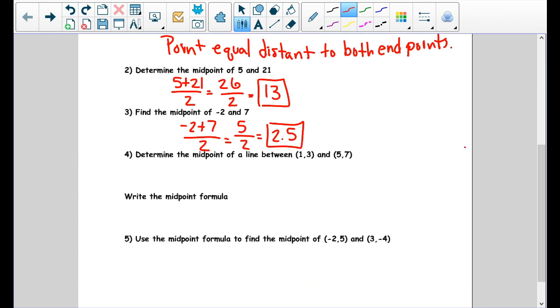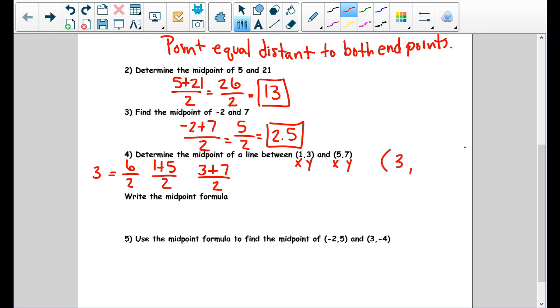So we have an x and a y. We're going to have two separate equations. Our x's are going to be one equation: 1 plus 5 divided by 2. Our y's are going to be a separate equation: 3 plus 7 divided by 2. So 1 plus 5 is what? 6. 6 divided by 2, or half of 6, is 3. So that's my one coordinate.